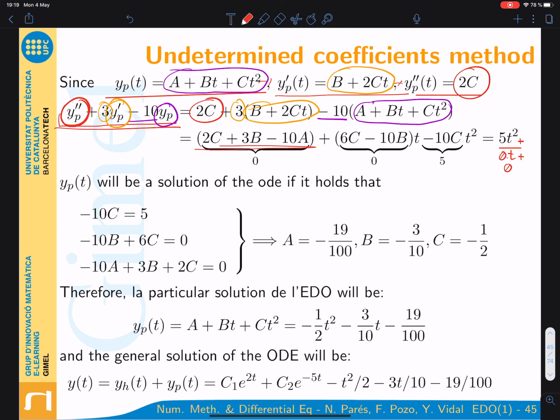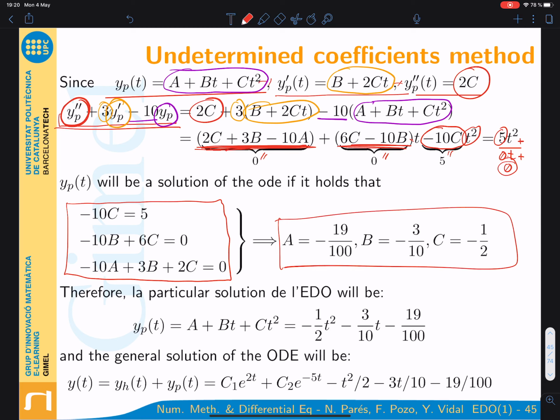So this constant term should be equal to 0. The term multiplying t is 0, so this should be 0. And the term that multiplies t squared should be equal to 5. So at the end, we have this linear system of equations that comes from these 1, 2, and 3 equations here. We solve it and we find the value of the undetermined coefficients.